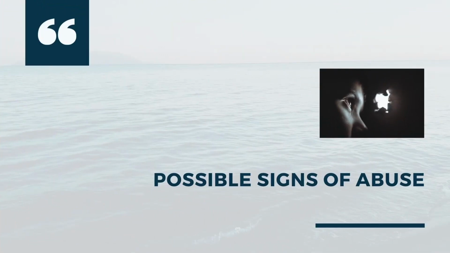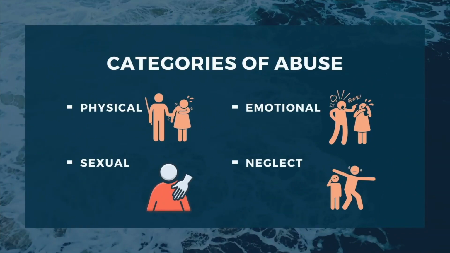We will now look into various signs of abuse. The four categories of abuse are physical, emotional, sexual, and neglect.